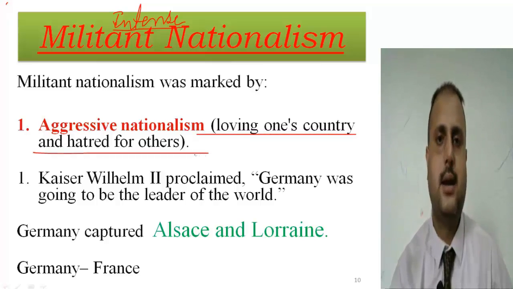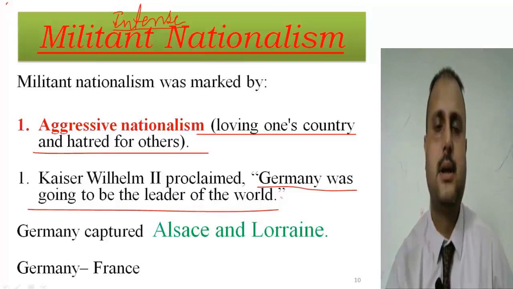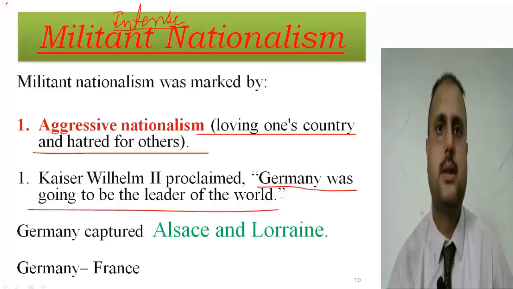This idea was initiated by Kaiser Wilhelm II. He was the German emperor. He wanted to make Germany the leader of the whole world. So he began to declare that Germany is going to be the leader of the world. He wanted to make Germany a superpower, and he had the desire to create Germany so that he would be able to control the whole world.